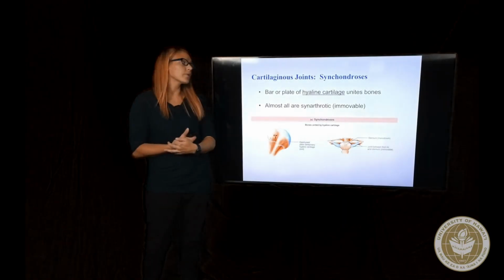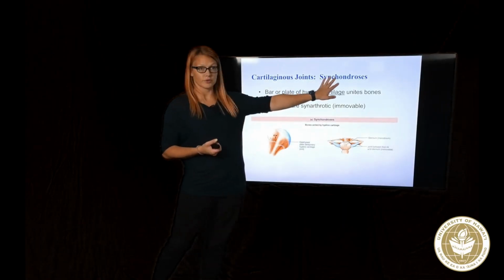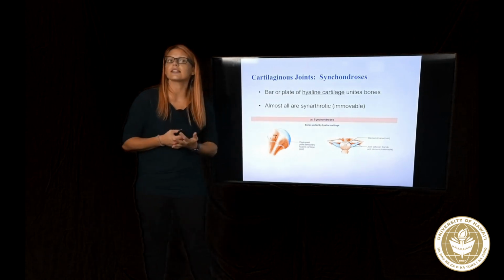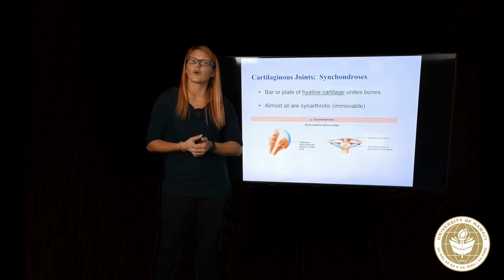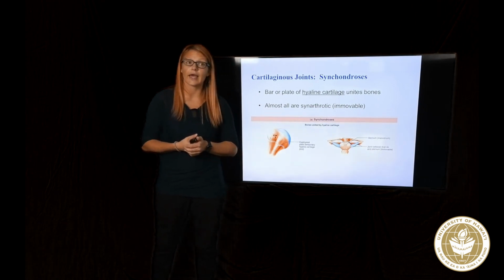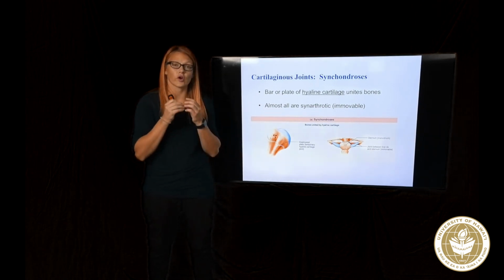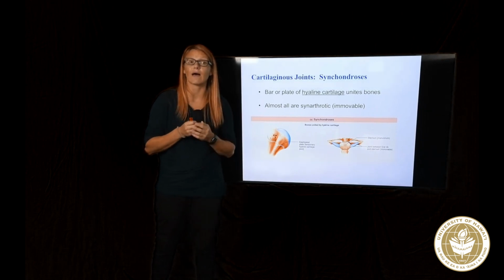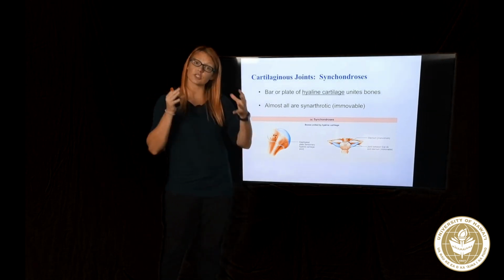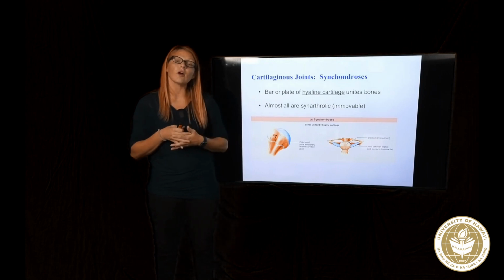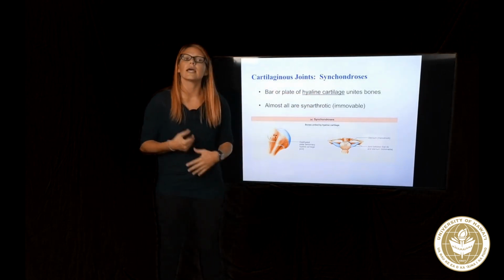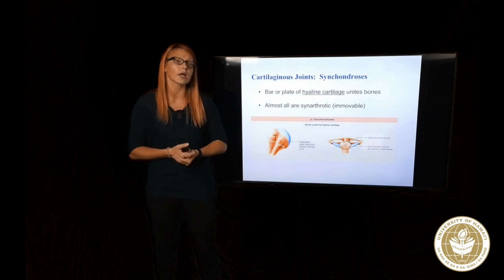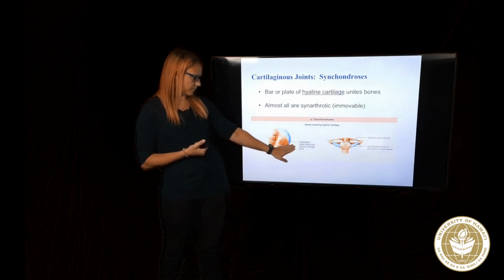Okay, so first we're going to look at the synchondroses. Synchondroses literally mean junction of cartilage, and almost all of these are going to be immovable. What we have is either a bar or a plate of hyaline cartilage that is going to unite the bones. If we look at some of the different examples of synchondroses in the human body, the first one I want to talk about is the epiphyseal plate.